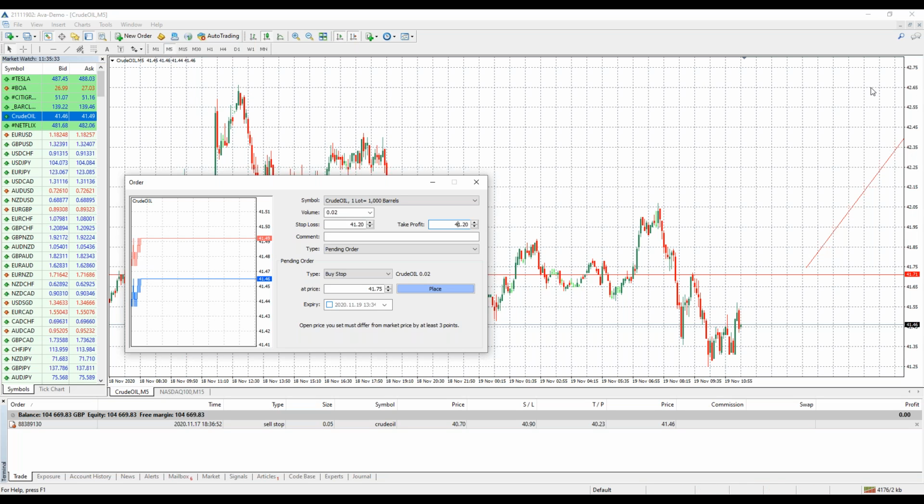So 42.65, there's a resistance level here where it hit and dropped not that long ago. So maybe I say 42.5 could be a spot to take profit.